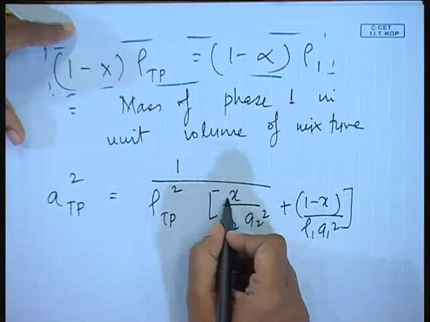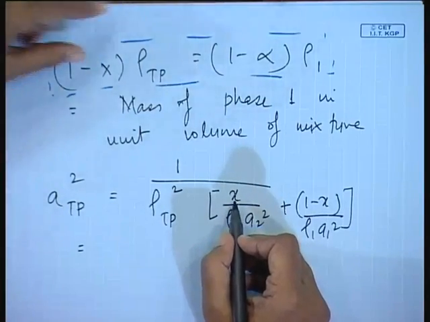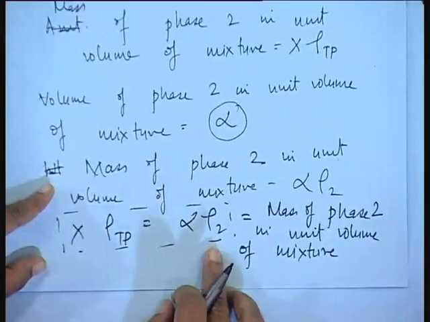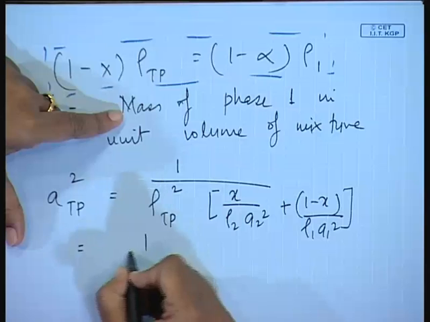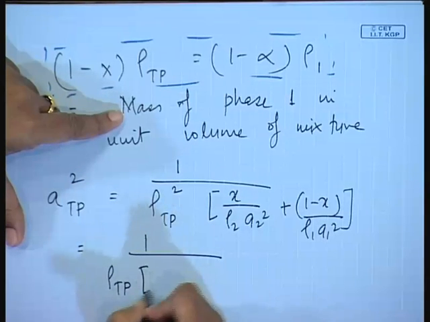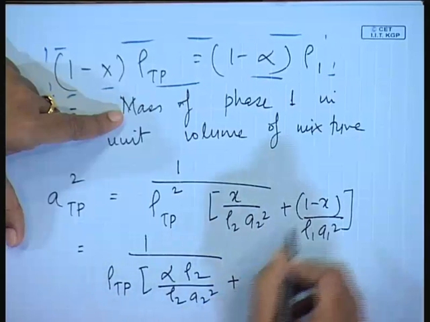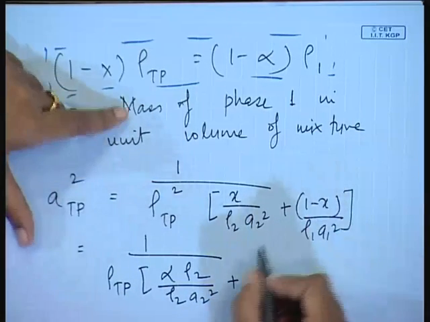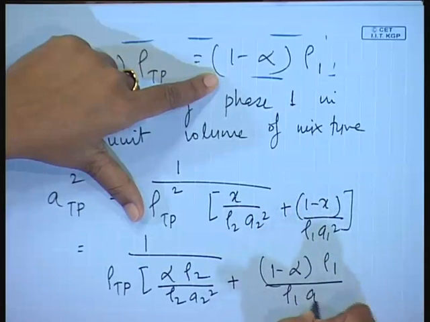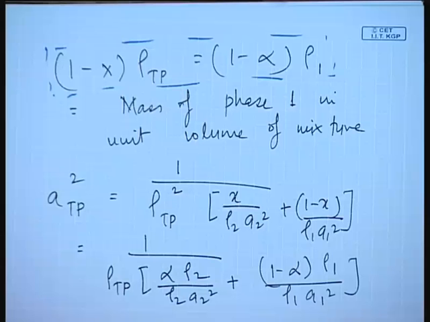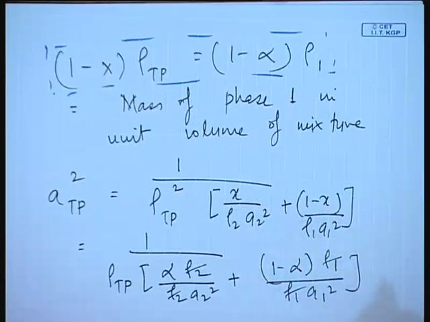Now, if I take 1 by rho TP inside, then what do I get? Rho TP into x, and that is nothing but equal to alpha into rho 2, fine. So, I take 1 by rho TP inside, and then I get 1 by rho TP alpha rho 2 by rho 2 a 2 square. Again, instead of 1 minus x rho TP, I can write 1 minus alpha rho 1 by rho 1 a 1 square. Can I do this? Yes. So, this cancels out and this cancels out.